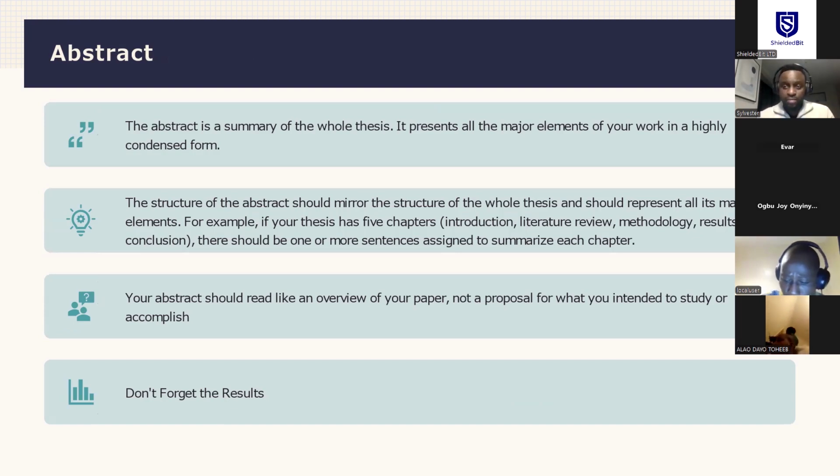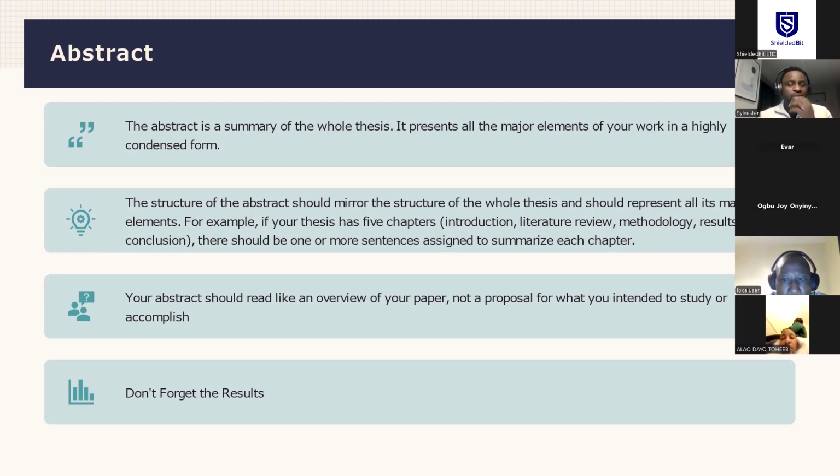The abstract. You see this abstract? This abstract is one place that a lot of people don't even know what to do. Is it a summary? Is it a conclusion? Is it an introduction? So this abstract is a very important part of your work. This is the summary of the whole thesis. It will present all the major elements of your work in a highly condensed form.